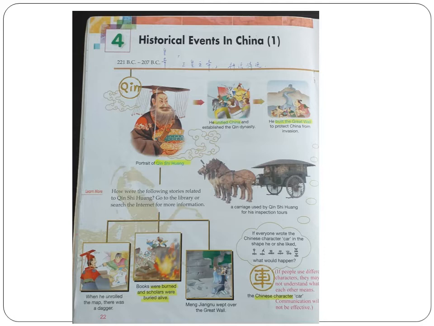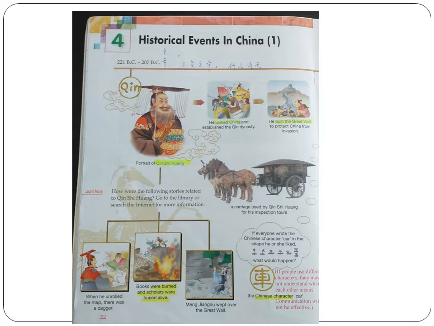And below are the 3 stories, and there are many other stories associated with this ruler, like when Jing Ke unrolled the map and there was a dagger inside. Jing Ke wanted to kill him because he was going on conquering different states. And then he burnt books and he buried scholars alive. And there's a story of Meng Xiangnu who wept over the Great Wall. Now, from the slides before, we know the reason behind such incidents.